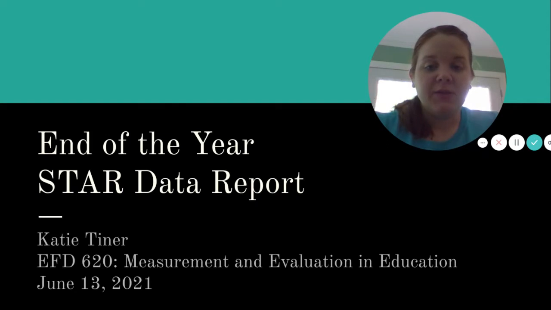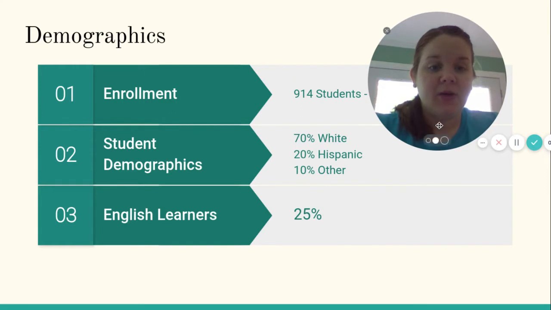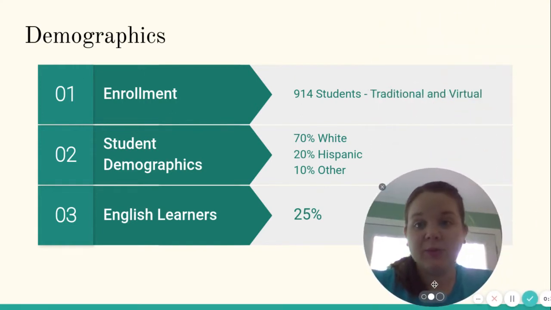So first off, let's give you some demographics about Albertville Intermediate School. Currently in enrollment, we have about 914 students, both traditional and virtual, but with the coming school year, virtual will not be an option for 5th and 6th grade, but this is the data report for this past school year. Student demographics include about 70% white, 20% Hispanic, and 10% other. And we have about a 25% population of English language learners.